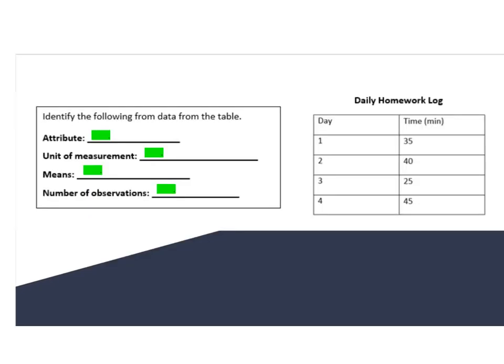All right, so let's take a look at this first one. Off to the right, we've got our data that was collected. So we have the days here and then the time spent on their homework. So day 1, it was 35 minutes. Day 2 was 40 minutes, and so forth. So the first question wants us to identify the attribute. So remember, the attribute is the characteristic that's actually being recorded or measured. So what are we actually recording here? We're recording our daily homework. So daily homework would be the attribute.